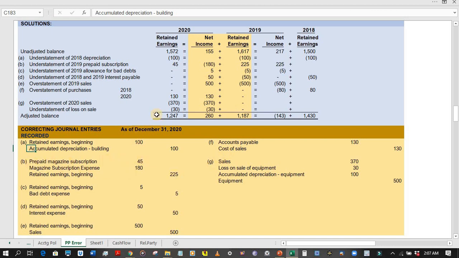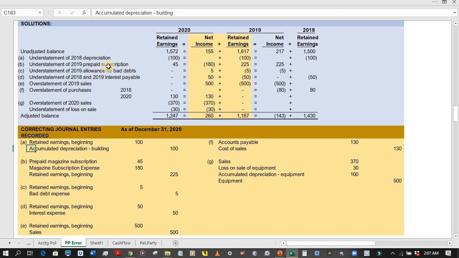And in letter F, only the net income has an adjustment. That is why in letter F, we use the liability account, which is accounts payable, in order to balance the journal entry. And in letter G, only net income has an adjustment. And in this case, we used equipment and accumulated depreciation, which is an asset and contra asset account.